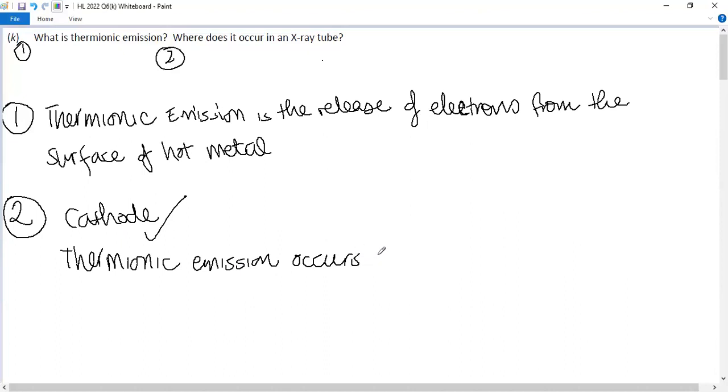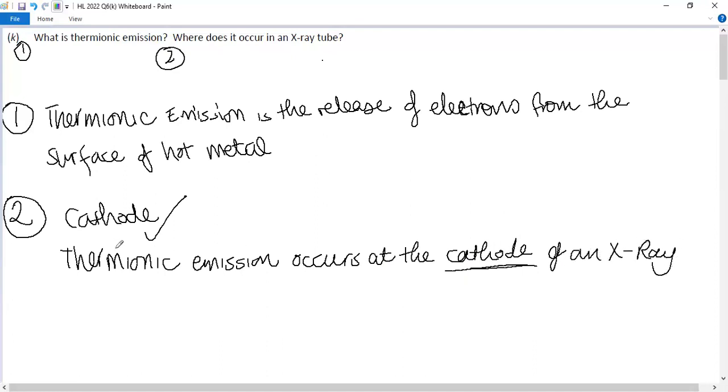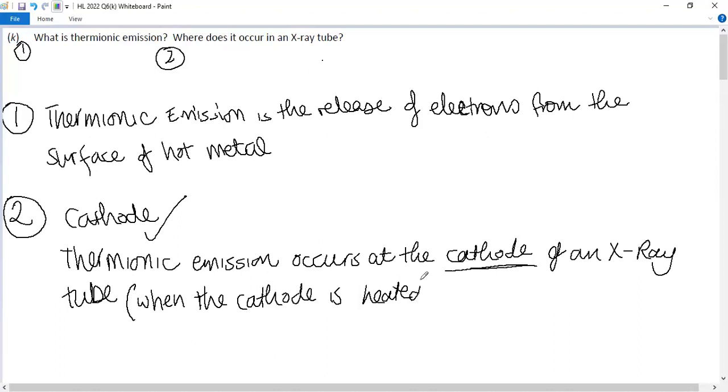So I'll just say, and again, I have this in a sample answer too, occurs at the cathode. This is your keyword, cathode of an X-ray tube, and that might be enough as well because you've covered it. They asked you where does it occur, and you said where. And then I put in brackets, because this is sort of an optional extra, when the cathode is heated to release electrons for acceleration.